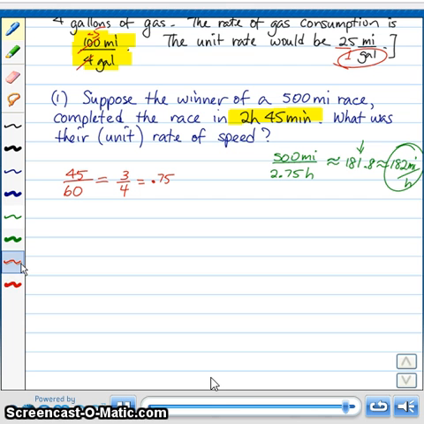Okay, well, that should give you an idea of what a unit rate is and how to utilize it, so I urge you to work carefully and work well.